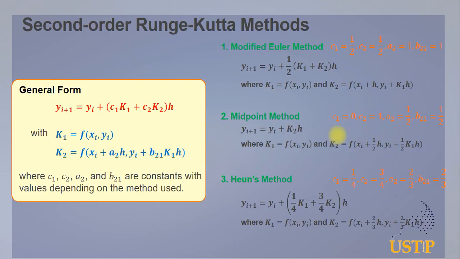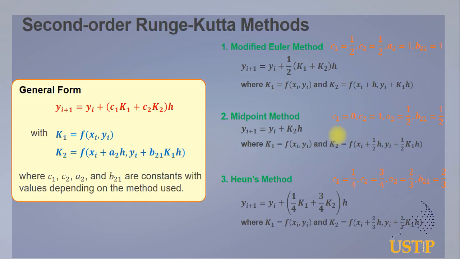Okay? And then we have this midpoint method, which is c1 is equal to 0, then c2 is equal to 1, then a2 is equal to 1 half, and then b21 is equal to 1 half. So this time, unlike the modified Euler method, you're going to approximate the midpoint of the interval. So as you observe, C1 is equal to 0, then C2 is equal to 1, and then A2 and B21 are equal to 1 half.